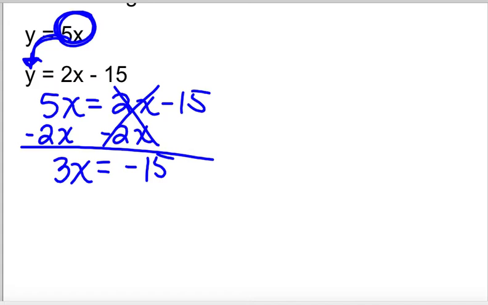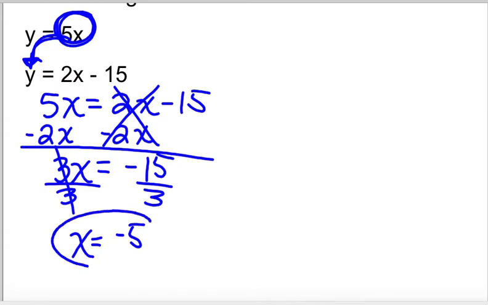Okay, now here we go. We're not quite done. X is grumpy. He doesn't want to be multiplied by 3. So you divide by 3, right? That cancels those 3's. Negative 15 divided by 3 is negative 5. Well, that's half of the answer.